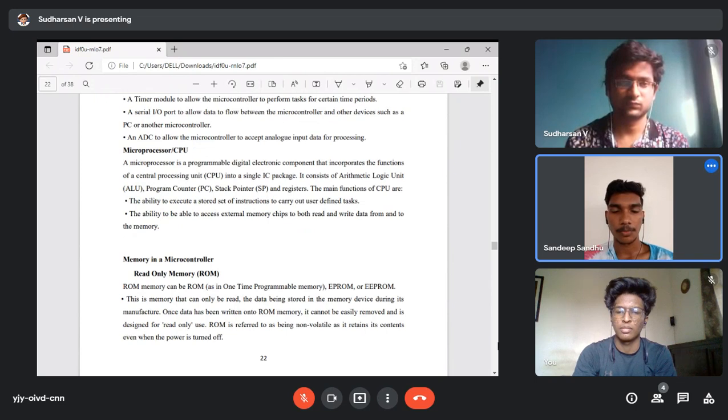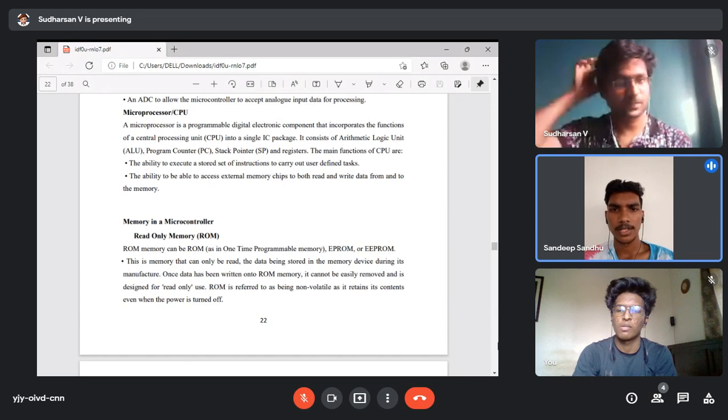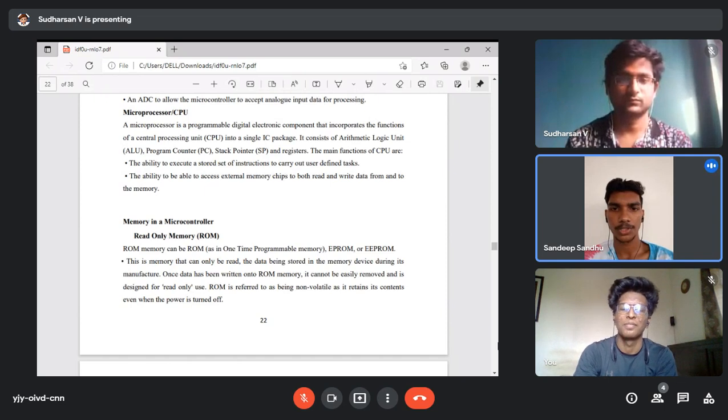Microprocessor CPU. A microprocessor is a programmable digital electronic component that incorporates the function of a central processing unit into a single IC package. It consists of an arithmetic logic unit, program counter, stack pointer, and registers. The main functions of the CPU are the ability to execute a stored set of instructions to carry out user-defined tasks, and the ability to access external memory chips to both read and write data from and to the memory.